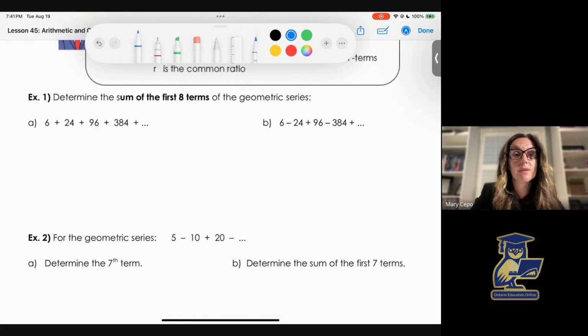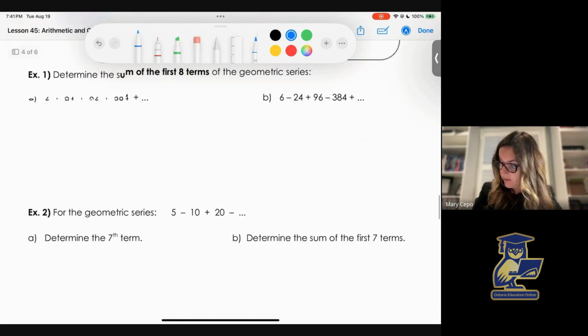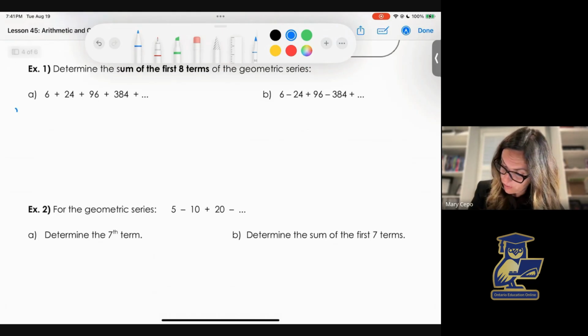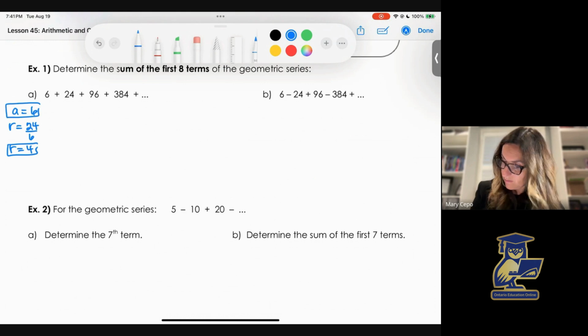Okay, so look at example 1. We have to determine the sum of the first 8 terms of the geometric series. So if we want the sum of the 8 terms, we start with the first term. The common ratio, again, just like a geometric sequence, we would do 24 divided by 6. So the common ratio in this case is 4. Okay, we're asked to find the sum of the first 8 terms. That means n has to equal 8. And of course, we're given the formula, so we step it right into the formula.